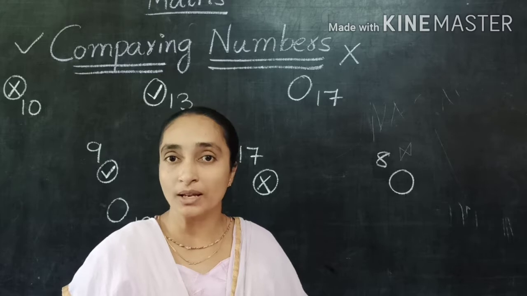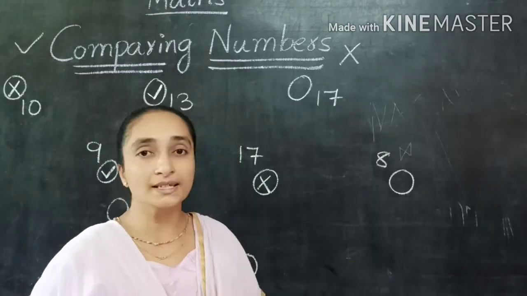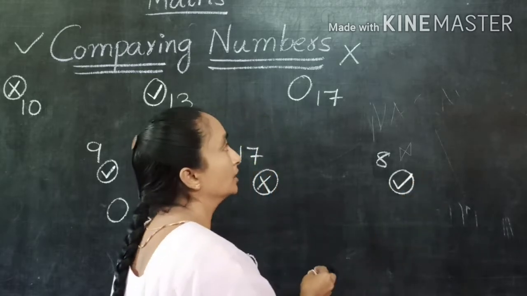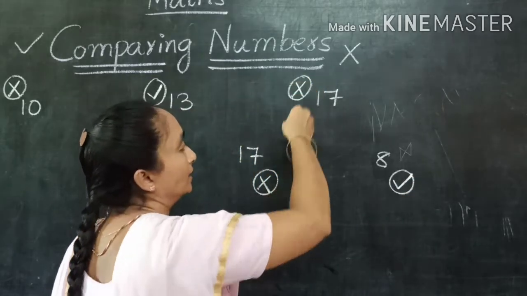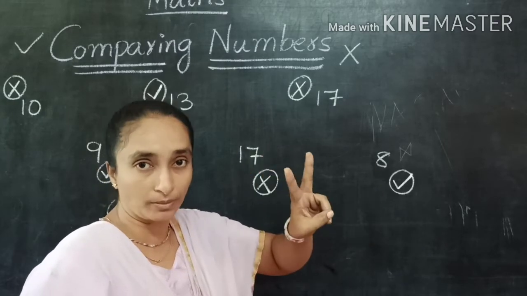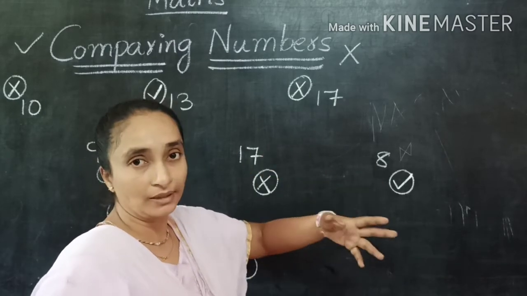So which is the small number? Yes, 8 is the small number. You can give the tick mark to the small number and cross out the big number. So this is the small number, which means we only have the comparison of two numbers, so that we can do it fast.